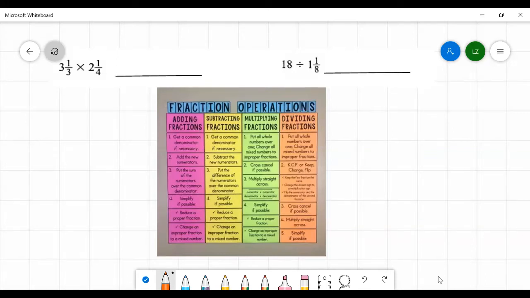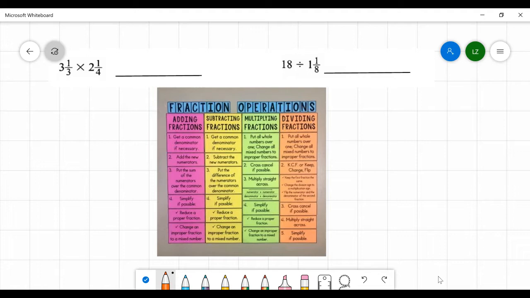Hello, my sixth graders. I just wanted to do a quick example or a couple examples on multiplying and dividing fractions. Before we start, I wanted to share this digital anchor chart by Amy Harrison. Thank you, Amy. I also left her link to her Teachers Pay Teachers page in the notes below.